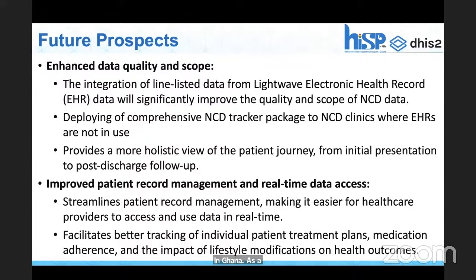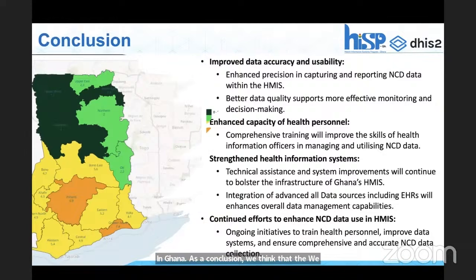As a conclusion, we think that we can improve data accuracy and usability if we are able to integrate sources of NCD data and invest in the capacity of the health staff. Ghana also has district-level, and in some instances facility-level, HMIS offices. And so we think if we build their capacity to do some analysis with what data already exists in the national HMIS, it would encourage data use, thereby improving the use of data that already exists on our system.